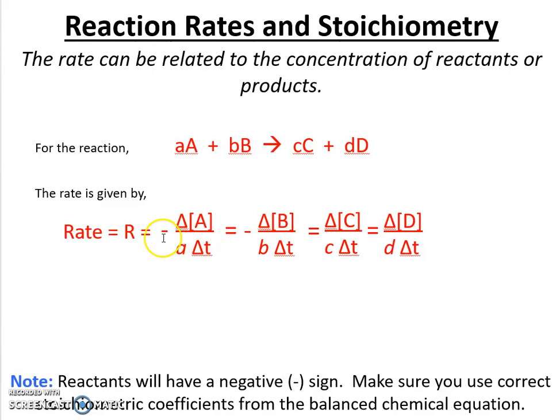For reactants, like we said, we have a negative sign in front. And then for the products, we do the same thing. And so we can see that we can relate the rate of a reactant to a product, or a product back to a reactant, or two reactants together, or two products. And we have a couple practice problems that focus on that.